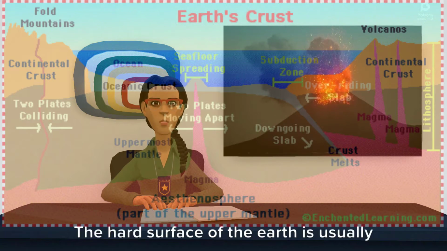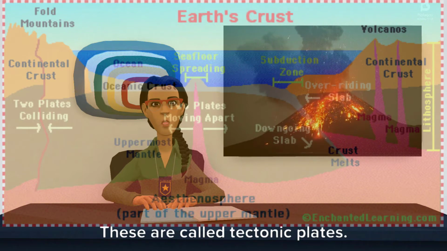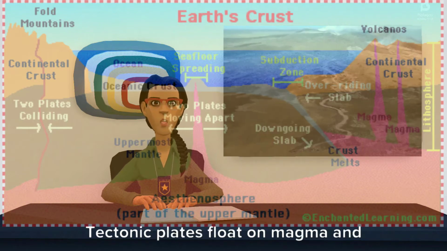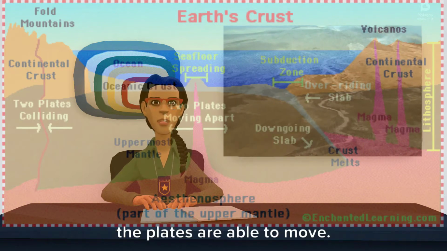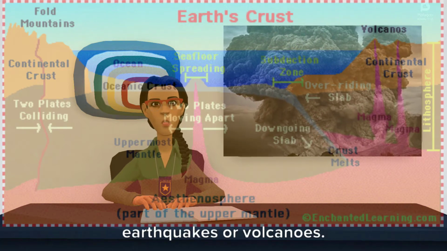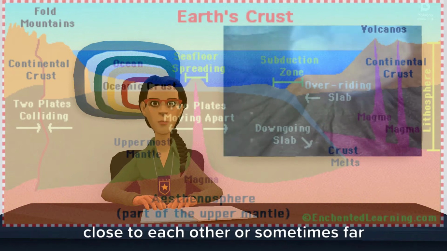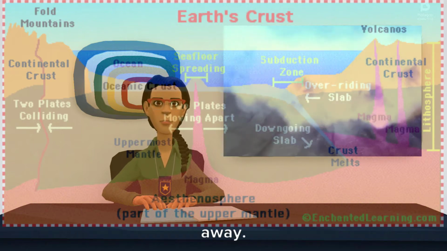Tectonic plate. The hard surface of the Earth is usually divided into several parts. These are called tectonic plates. Tectonic plates float on magma and the plates are able to move. The movement of these plates causes earthquakes or volcanoes. The plates move very slowly, sometimes close to each other or sometimes far away.